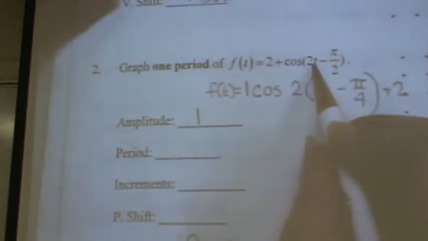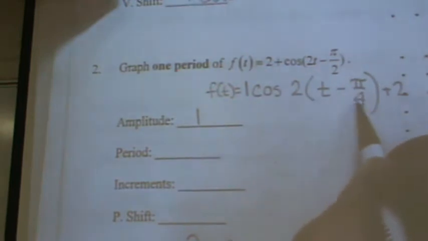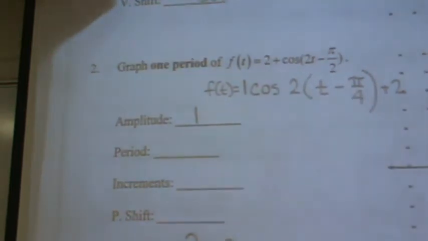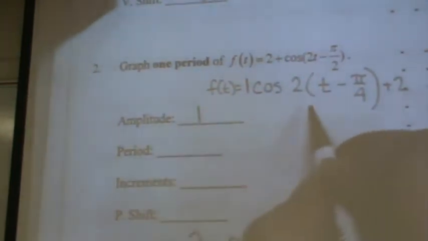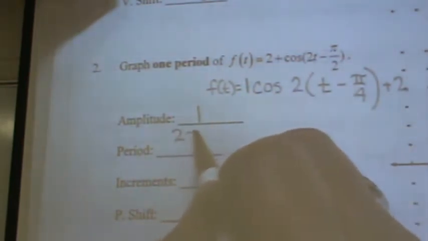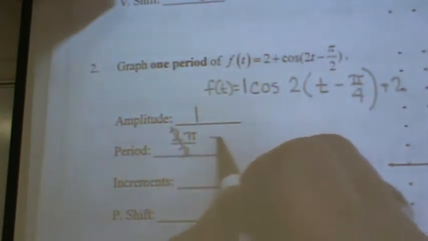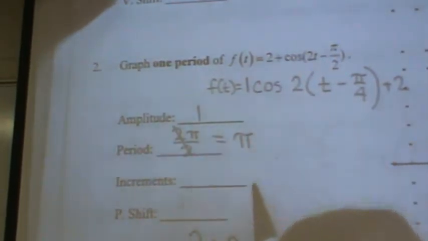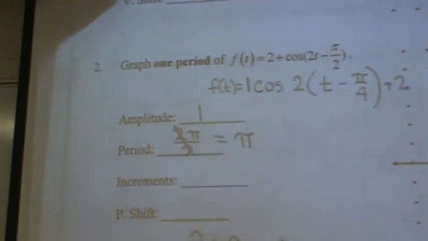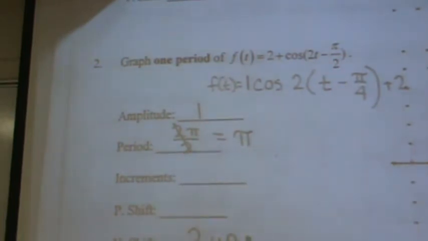Now, I always double check my math. 2 times t is 2t, and 2 times negative pi over 4 is negative 1/2, so that's good. So your period is gonna be what? 2 pi over 2. Can you simplify that for me? Pi. So to go 1 full period, it's gonna take you pi units long.